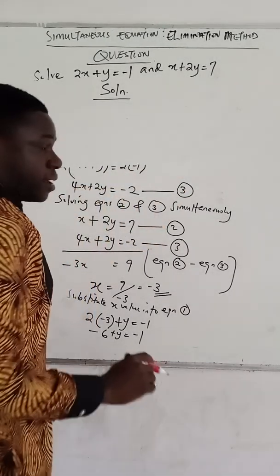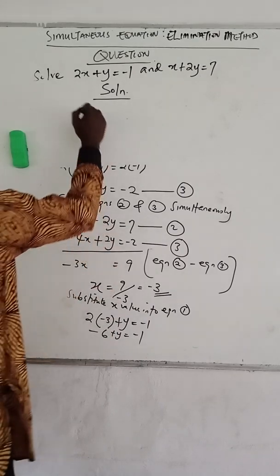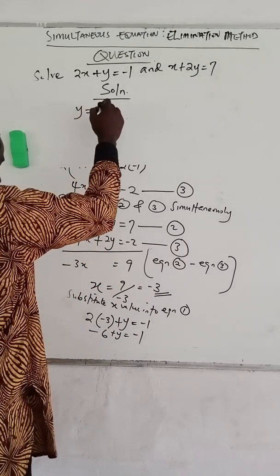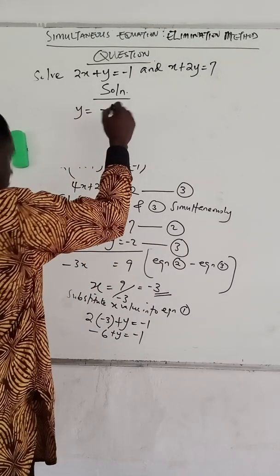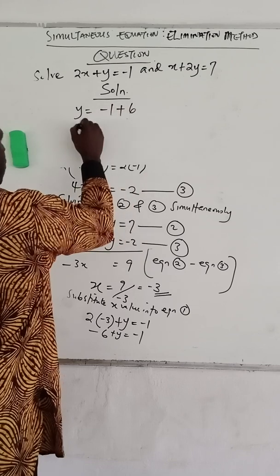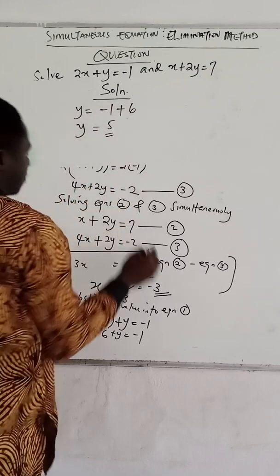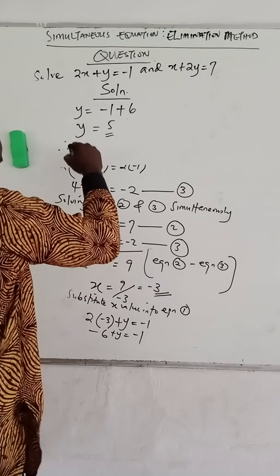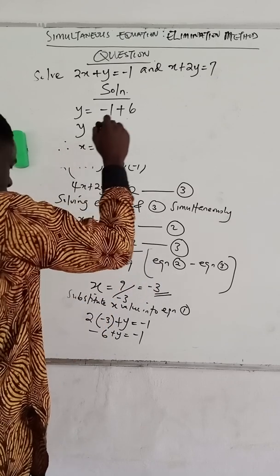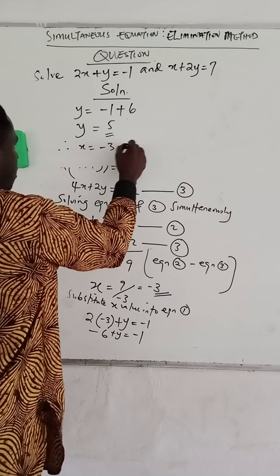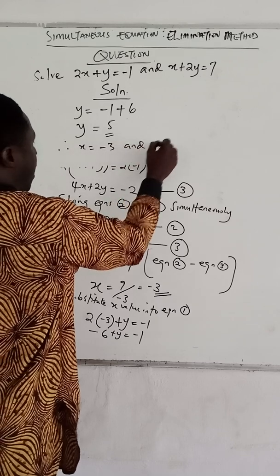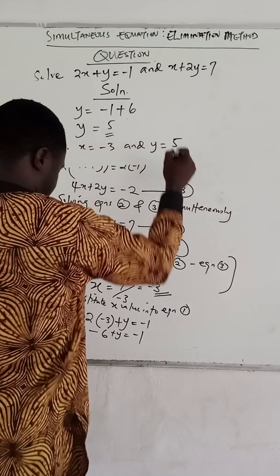Then we can collect like terms. If we collect like terms, we'll have y equals minus 1 plus 6, which is 5. Therefore, x equals minus 3 and y equals 5.